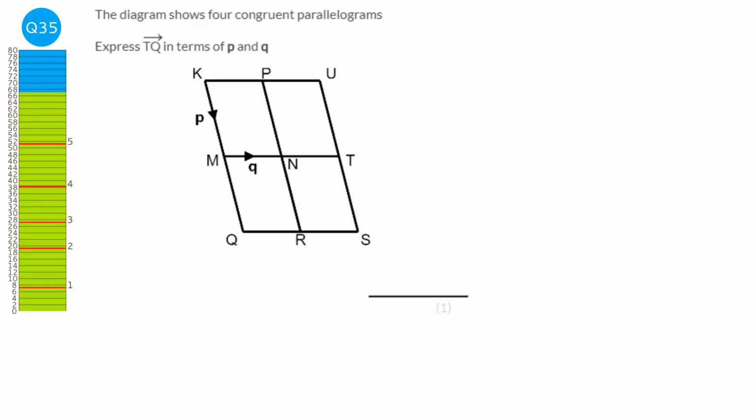So we're asked to express TQ in terms of P and Q. Well, we've got another Q here, because all of these are congruent parallelograms, and we have a P there. So if we're starting at T and getting to Q, we can go along this path here and down this path here. So we're going backwards down Q, in fact backwards down two lots of Q, and then the correct way down P. So it's either minus 2q plus p or p minus 2q.